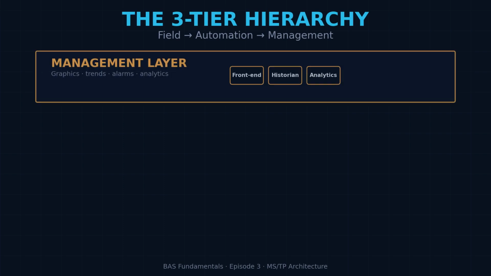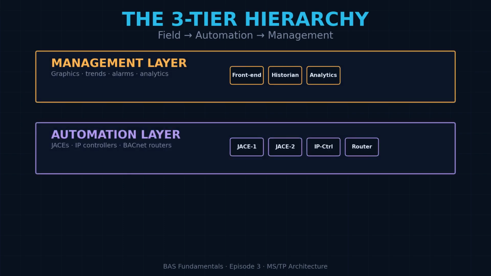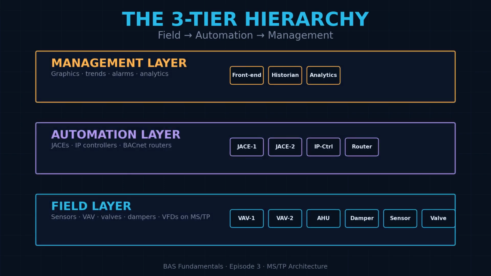Put it all together and you get a classic three-tier hierarchy. At the bottom, the field layer, sensors, valves, dampers, and VAV boxes on MSTP segments. In the middle, the automation layer, JACEs and IP-connected controllers. At the top, the management layer, graphics, trending, alarms, and analytics on the front-end server.